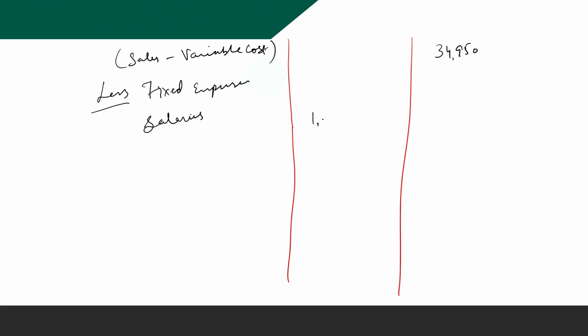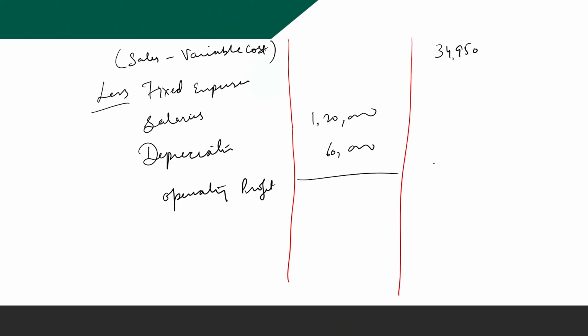Salaries, 1,20,000 as given in the question without any change. Then the depreciation amounting to rupees 60,000. And the last is what we get when we compute this. We reach the figure of another negative, which we can put under the heading of operating profits, which would be 1,45,050 rupees.